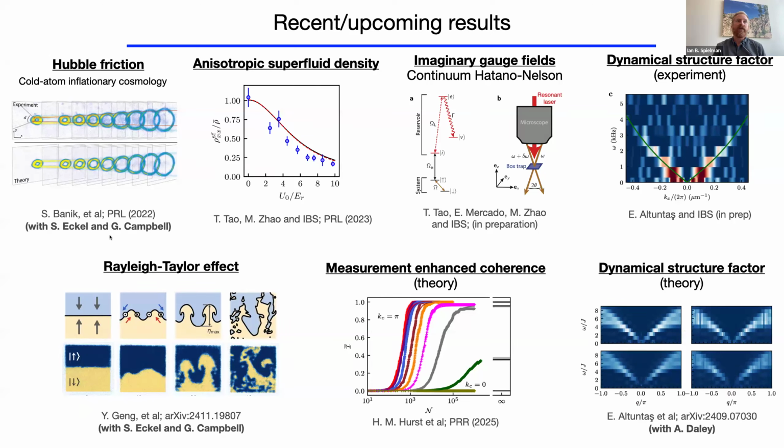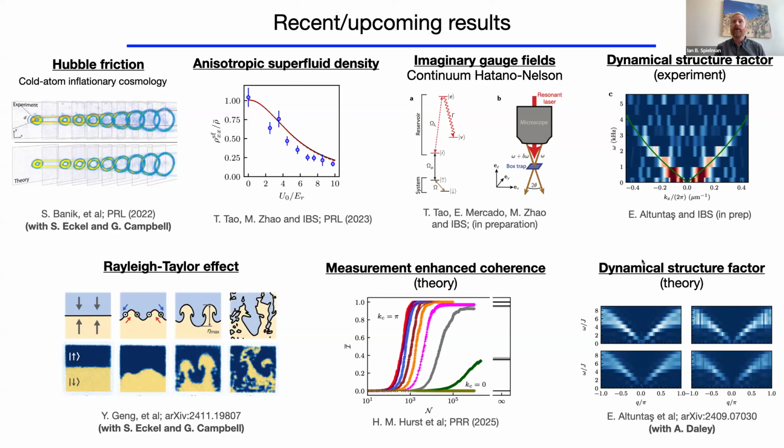With Steve Eckel and Gretchen Campbell, we've been looking at cosmological analogies you can do with cold atoms. So this is an experiment looking at expanding and contracting ring-shaped BECs with some analogy to cosmology. The same lab I'll be talking about today looked at superfluid densities in anisotropic BECs. We have something going to be on the archive really soon about imaginary gauge fields related to the Hatano-Nelson model of condensed matter physics.